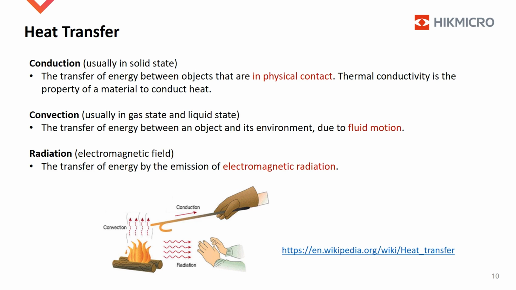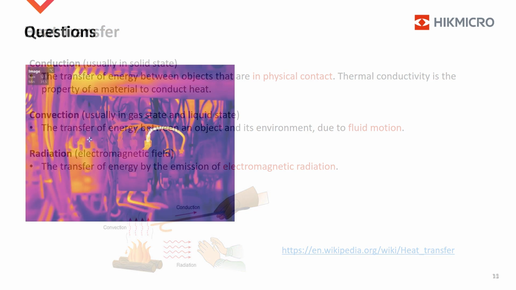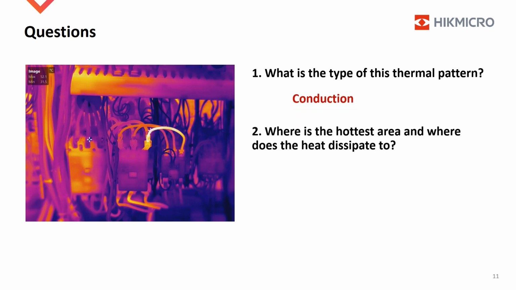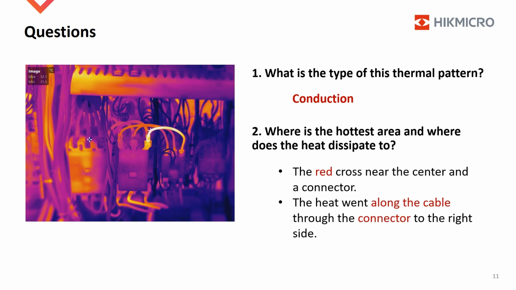Questions? Question 1. What is the type of this thermal pattern? This is conduction. Question 2. Where is the hottest area and where does the heat dissipate to? The red cross near the center and a connector is the hottest area. The heat went along the cable from the connector near the center to the right side.